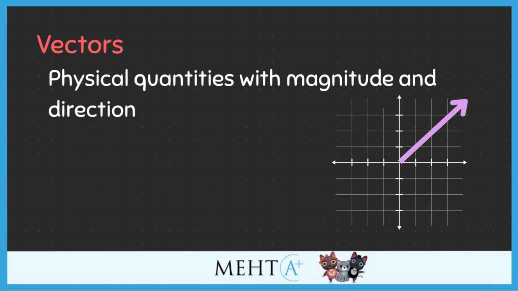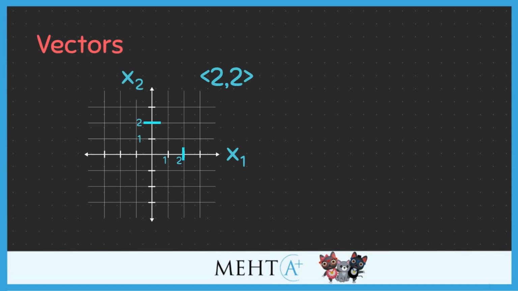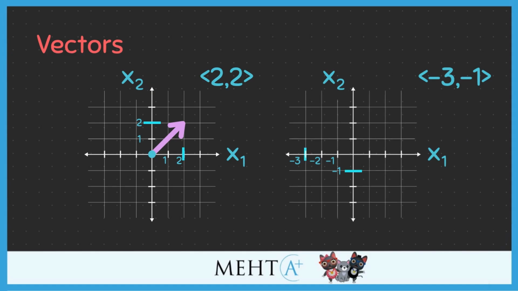Let's draw a couple of vectors. Here's what the vector 2, 2 looks like. We start from the origin and draw an arrow to the point 2, 2. Here's what the vector -3, -1 looks like. We start from the origin and draw an arrow to the point -3, -1.